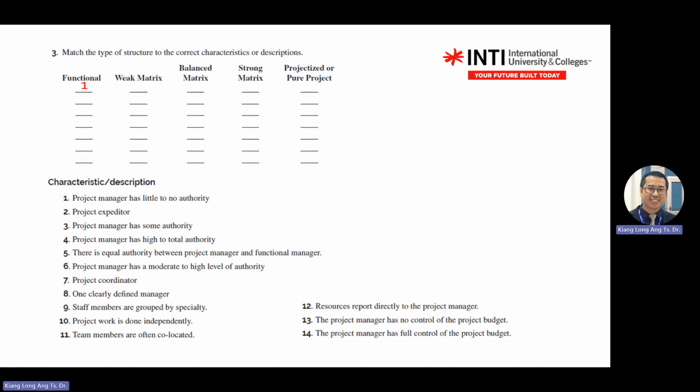Okay. So the first one, if the project manager has little authority, of course, it's a very traditional organization chart. So functional. Second one, project expeditor. Project expeditor will be functional. What is the meaning of expeditor? Can you Google a bit? What does it mean by expeditor? Or what do you understand about expeditor? What does it mean?